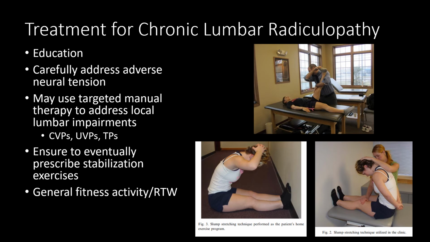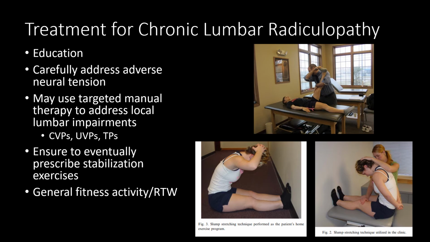And so if you look at those two images in the bottom of the screen, in the bottom right-hand corner, what it shows is slump stretching that we see typically added into a treatment program, as I'll describe in a minute. But these are slump stretching procedures that are added in to a manual therapy program that's addressing local impairments in the lumbar spine. They're added into a stabilization program that's addressing some of the muscle deficits that we see in folks who have chronic low back pain. And the bottom right-hand corner, that's the therapist-assisted technique.